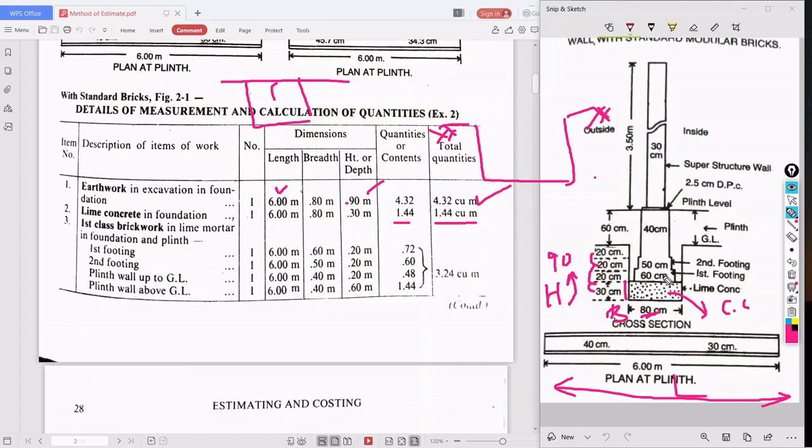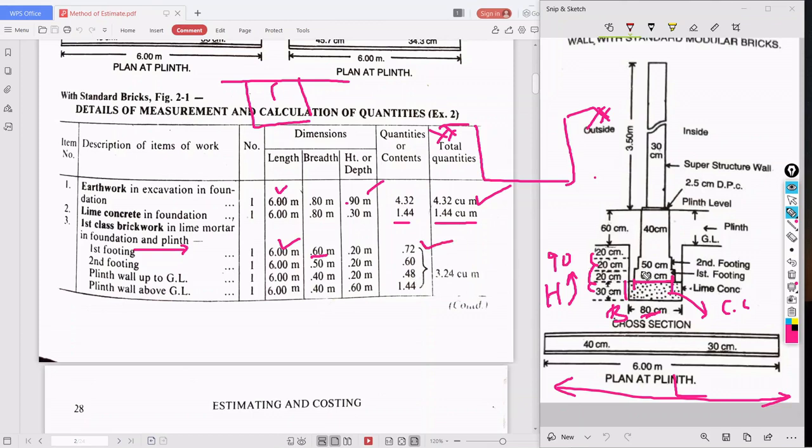Fine. Next, after the lime concrete, after the CC bed, it will be first class brickwork in the specifications, right? The next item is first class brickwork in lime mortar in foundation and plinth. So the first footing: I am writing it as first footing, 1 in number. What is the length? Length is the same, 6 meter. What is the breadth? Breadth is up to here only, that is 60 centimeter, taken as 0.6. What is the height? 20 centimeter, so 0.2. Multiply, you will get 0.72 meter cube.